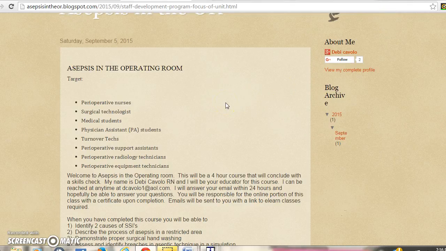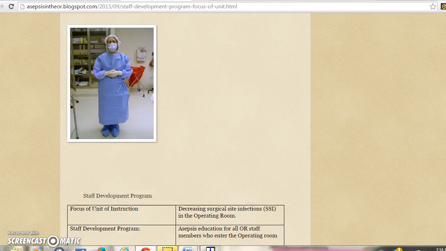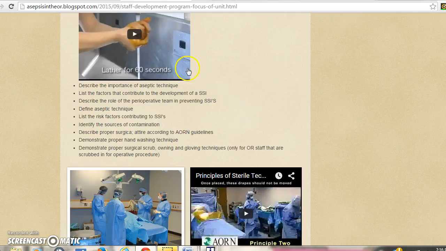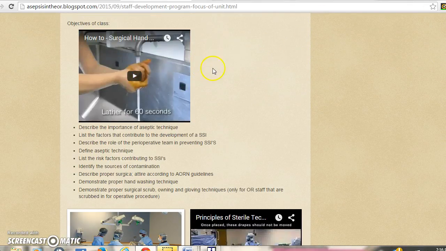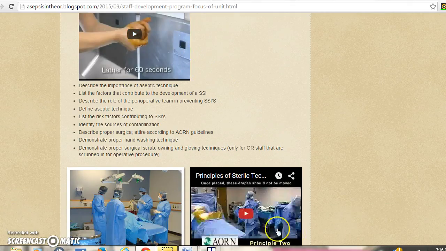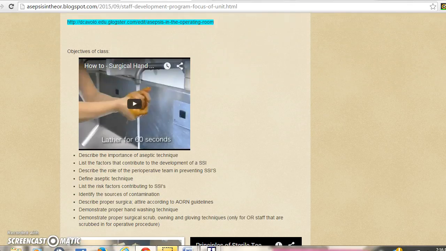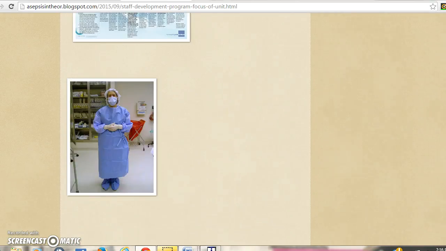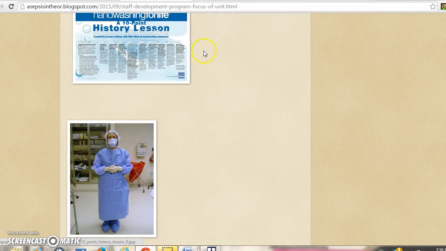The unit of instruction that has been chosen is an instructional problem that can be corrected with education. Debbie includes in her blog a unit of instruction, 2 videos, one which shows a proper hand washing technique, surgical hand washing technique, and the other gives instruction on proper OR attire and etiquette. She also provided three graphics, one there and 2 up here in her blog.